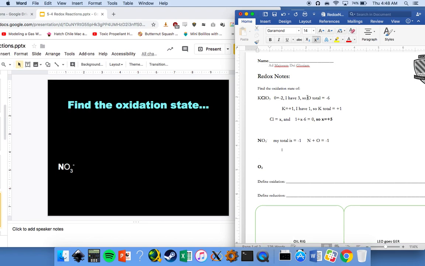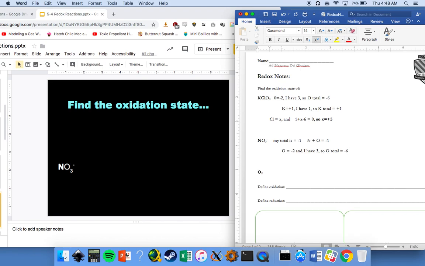So let's see, nitrogen in this case. Well, I don't know anything about that. I know about oxygen, right? And oxygen is always -2. You can see how oxygen is going to be your friend here. Oxygen is always -2, and I have 3 again. So O total is equal to -6. So effectively, I have X for nitrogen, and my -6 from oxygen equals -1. And it turns out, again, it's +5, right? 5 plus -6 is -1. Which is kind of neat.